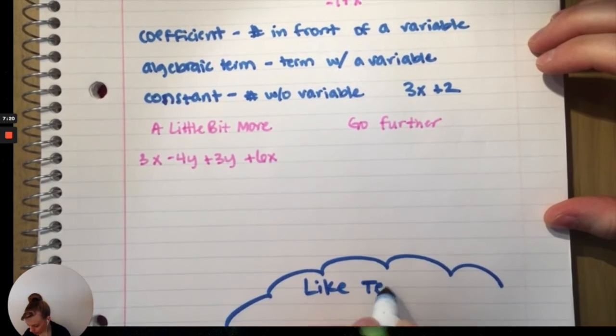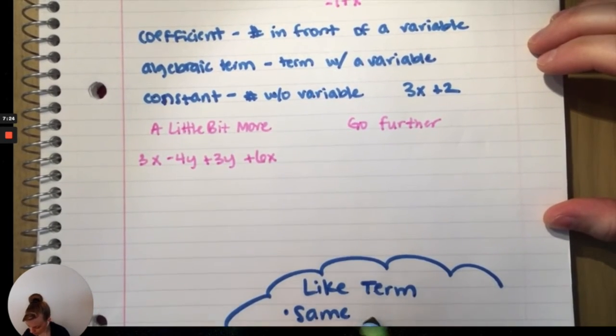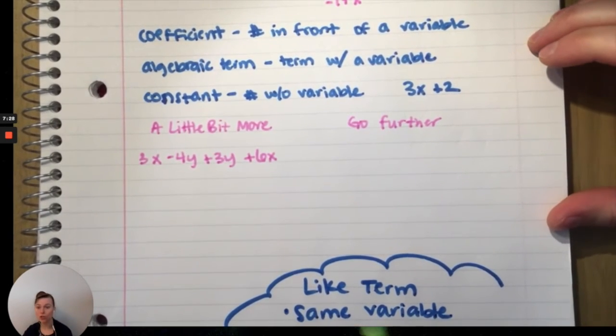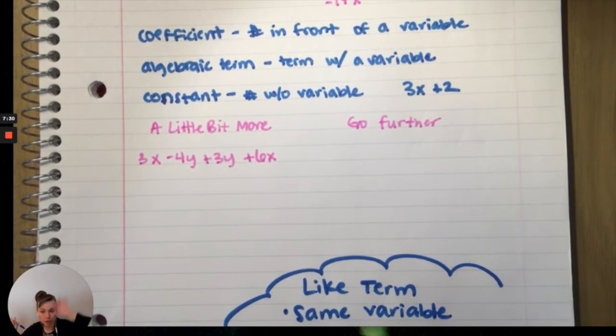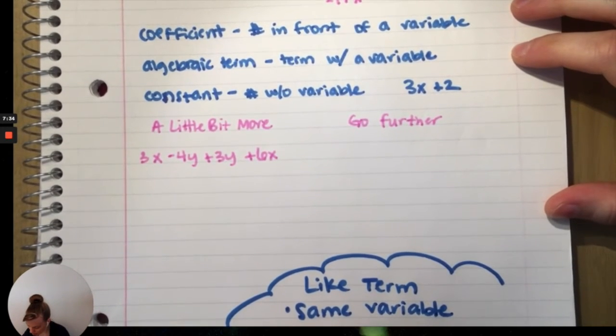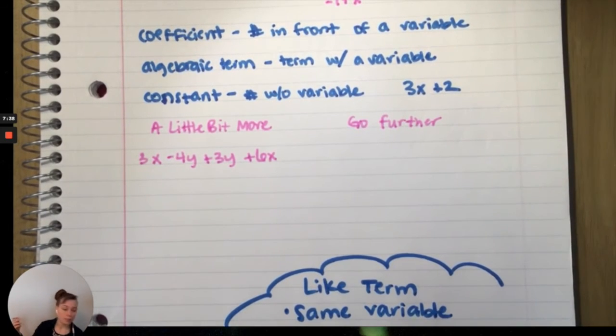and down here in a bubble, I'm going to write out my definition of what a like term is. They have to have the same variable. You can't add apples and oranges. You can only add apples together and add oranges together. And they have to have the same exponent.